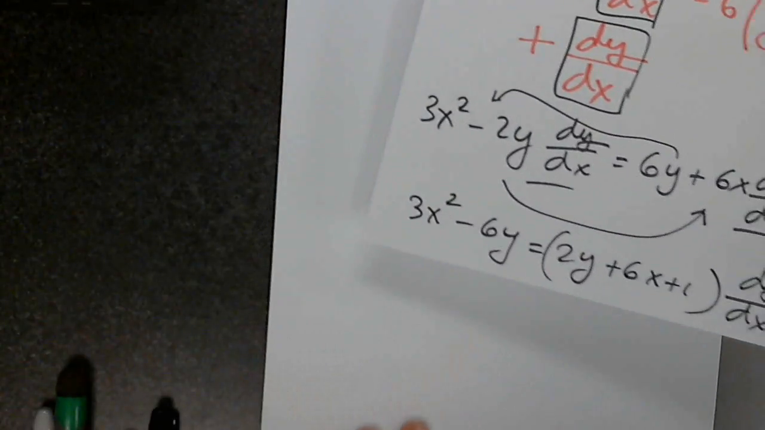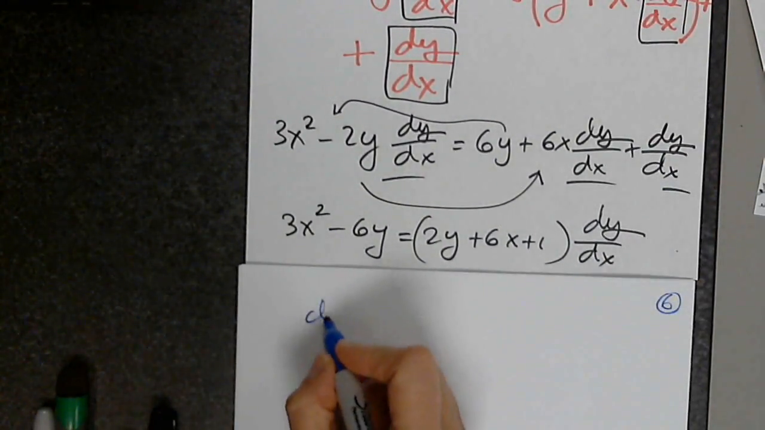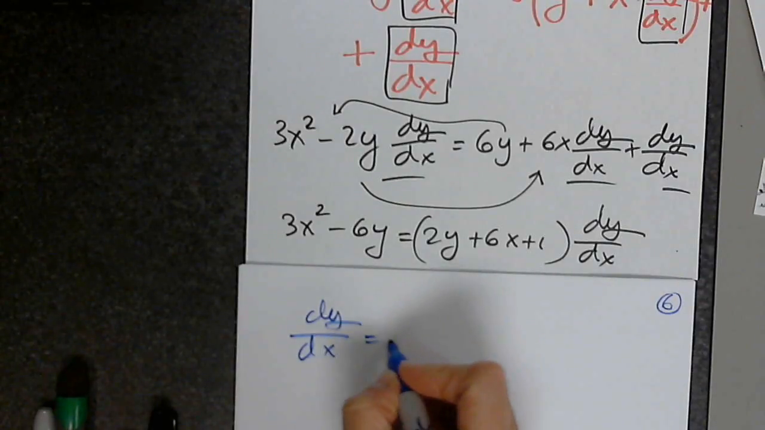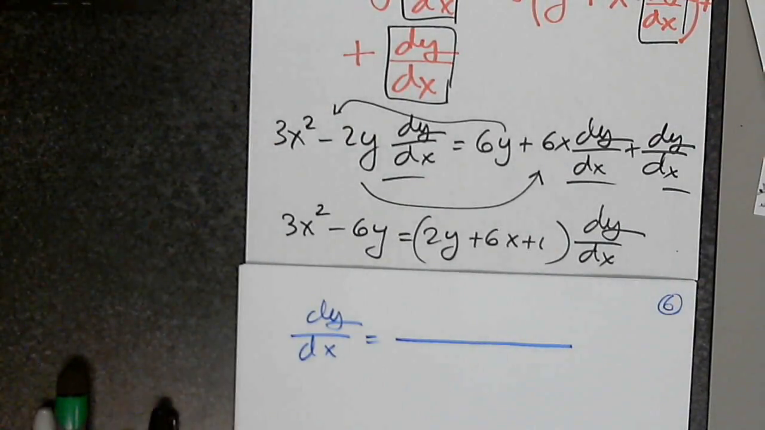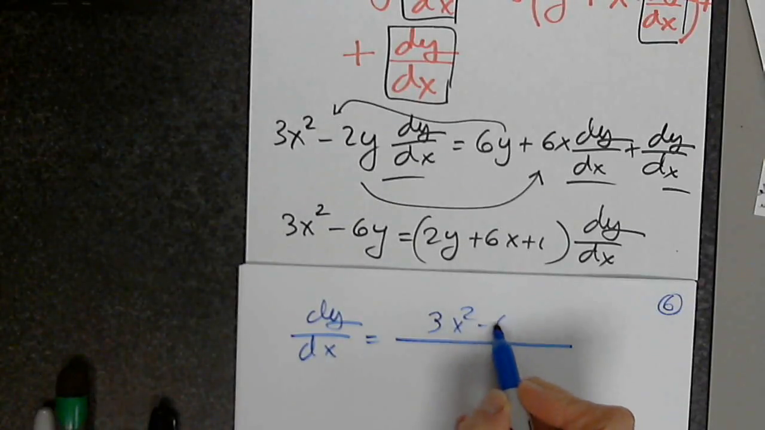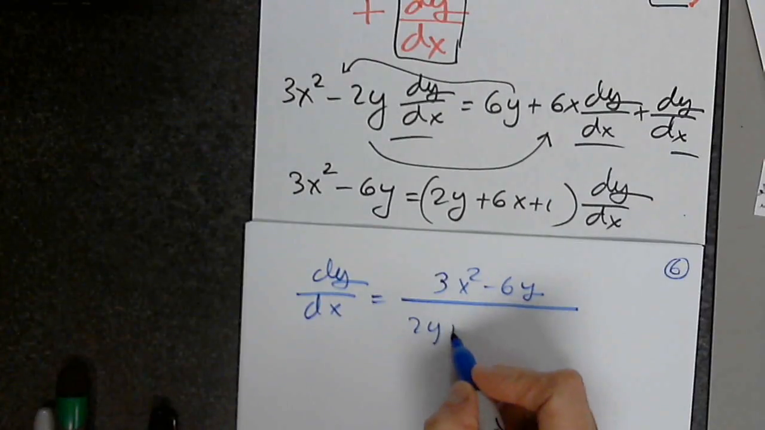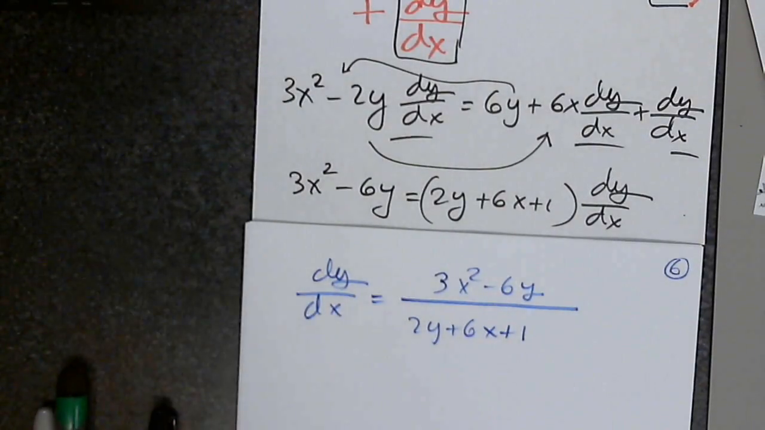I reach the final stage. What is the final stage? What do I have to write as dy over dx? What will that equal to? The top will be 3x squared minus 6y. Very good. And the denominator will be plus 6x plus 1. Exactly.